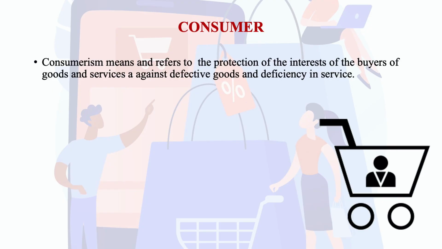Now let us move to the second part of the discussion, on consumerism. So far we have discussed who is the consumer, who are the persons covered under the Act. Now what consumerism means, that we are going to discuss now. Consumerism refers to the protection of the interest of the buyers of goods and the hirers of services against defective goods or deficient service. This is very, very important. Consumerism talks about the protection of the interest of the consumers, the buyers of goods and the hirers of services, against what? Against defective goods sold or deficient services rendered.